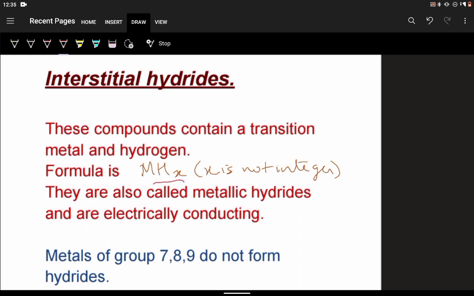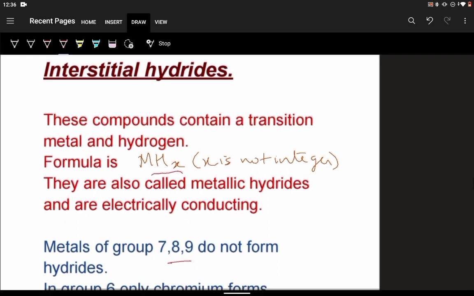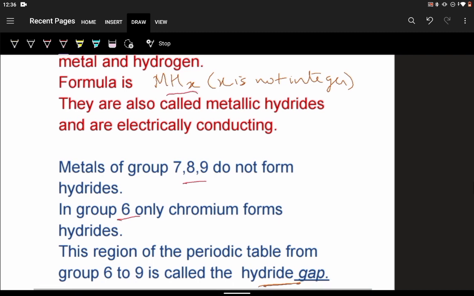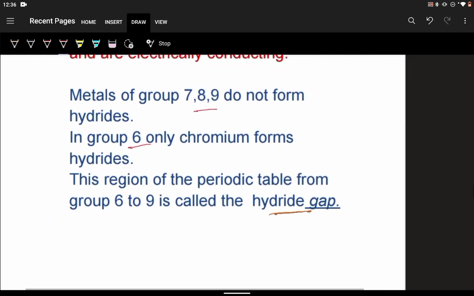Some of the transition and inner transition metals of the d block can also form black, powdery interstitial hydrides when they react with hydrogen. But we find that metals of groups 7, 8, 9 do not form hydrides. And if we go backwards, in group number 6, only chromium forms hydrides. So this region is not actually having the tendency to form hydrides. This region of the periodic table, from group number 6 to 9, is known as the hydride gap because they do not form hydrides.